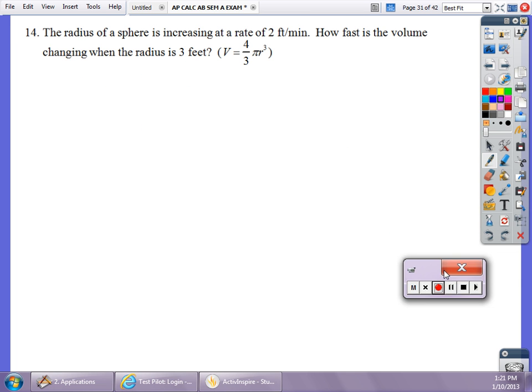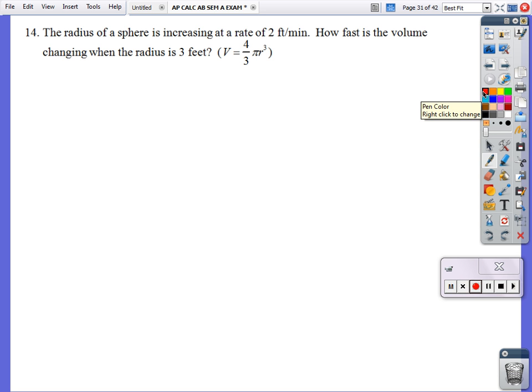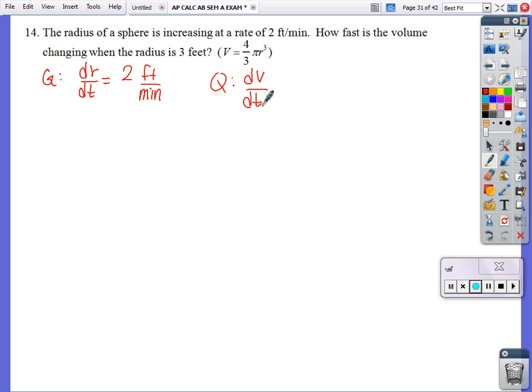Number 14. The radius of a sphere is increasing at a rate of, so I see dr/dt is 2 feet per minute. How fast is the volume changing when the radius is 3 feet? So these are all the information that was given to us, so I put them in their appropriate place.